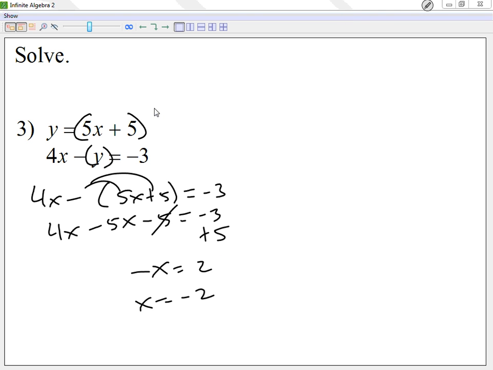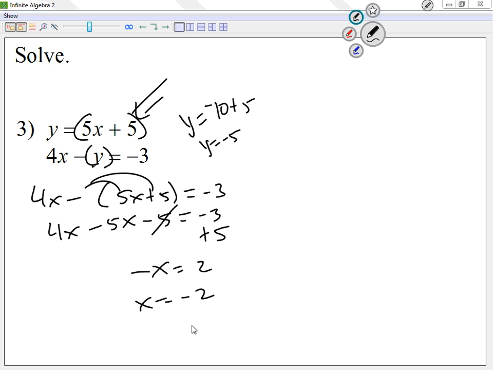For us to solve for y, let me use the first equation. y equals, oh no, negative 10 plus 5. So y equals negative 5. So my solution is negative 2, negative 5. See, that's faster. But let's say we wanted elimination.